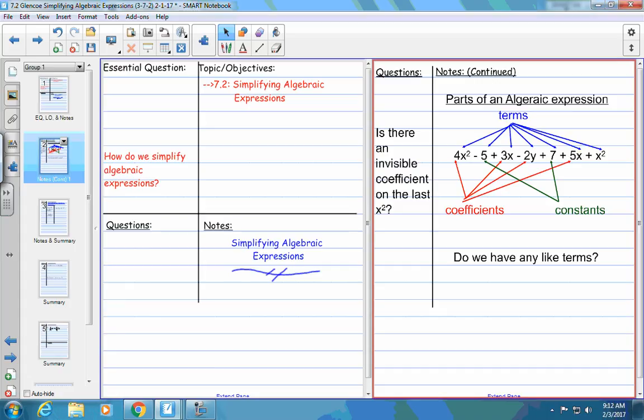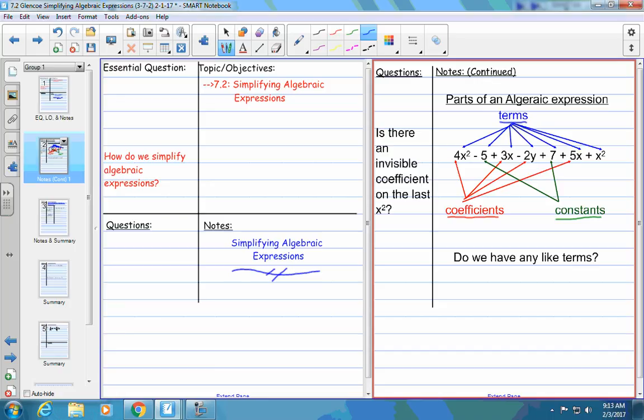Okay, so what we're learning about right here are parts of an algebraic expression. If you have any trouble with these vocabulary words such as terms, coefficients, and constants, please go reference your Chapter 7 vocabulary that's on the Google Classroom right now, okay? So first off, terms. Terms are anything separated by addition and subtraction.